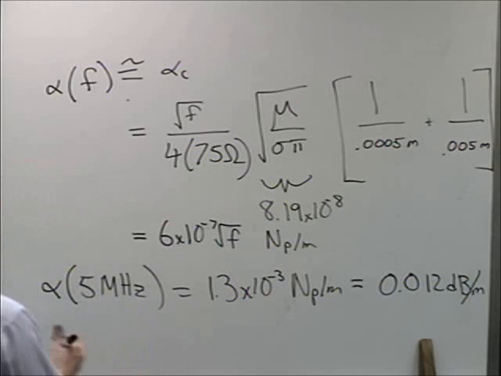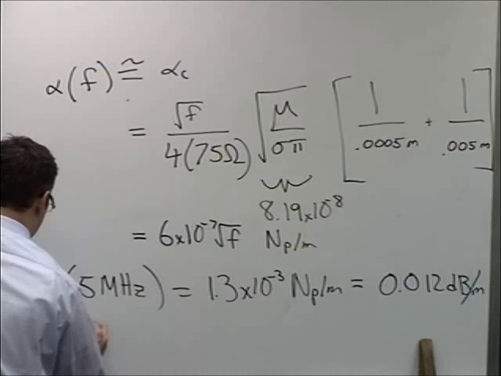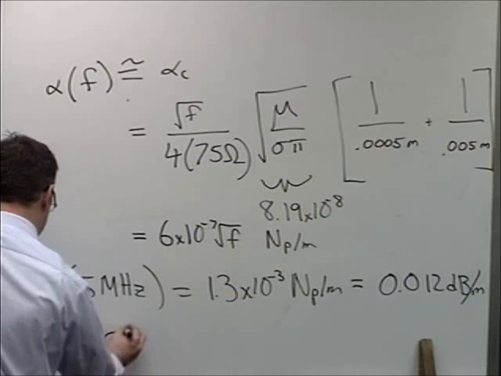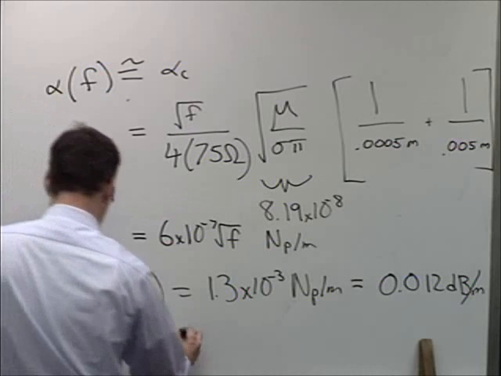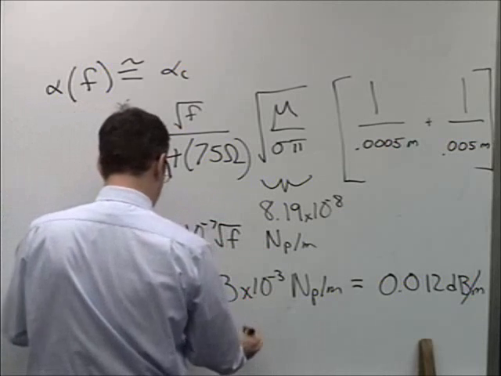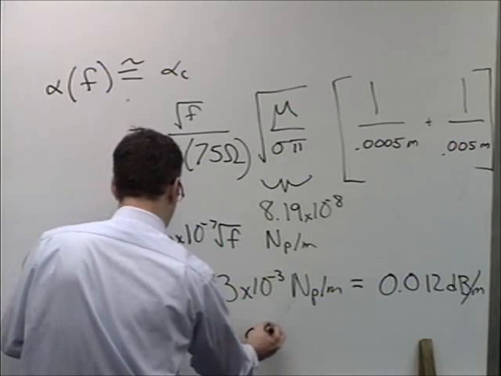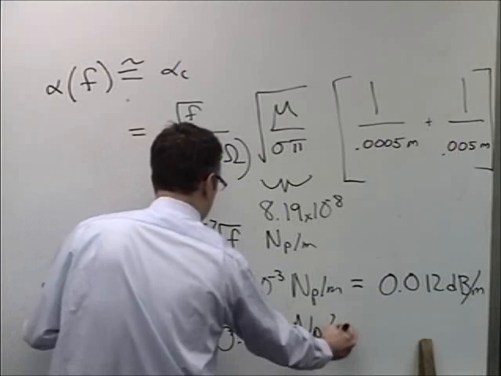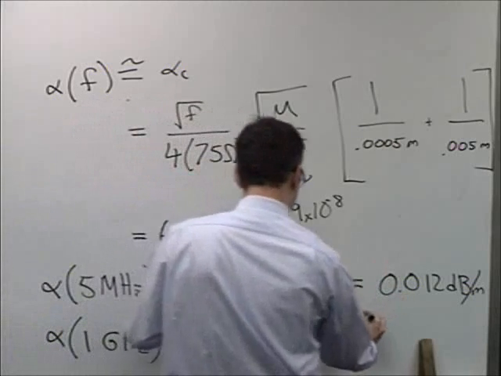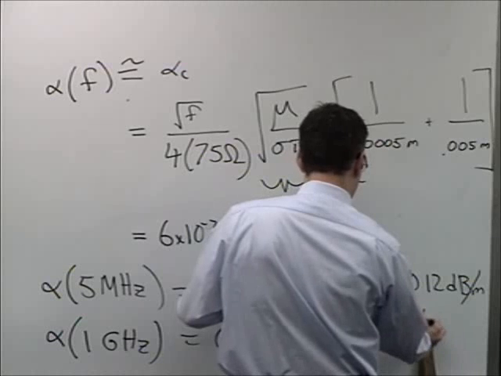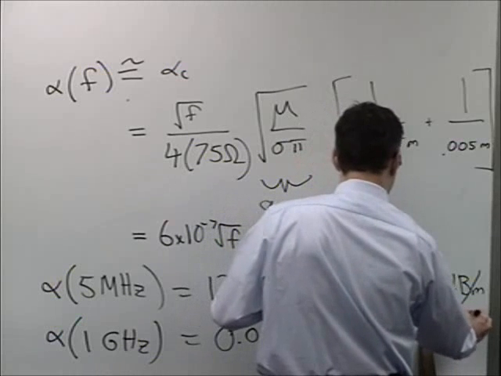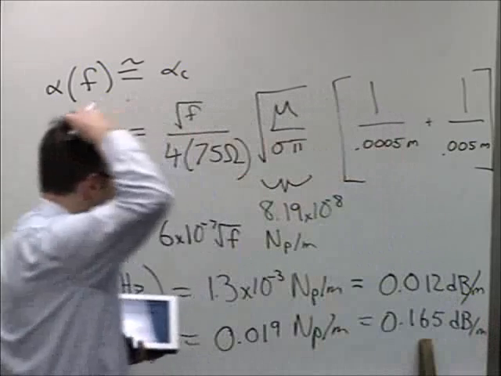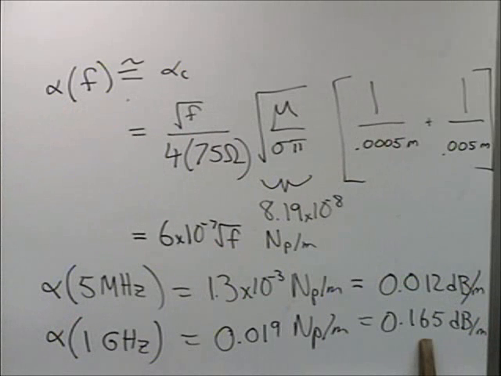That's the good news. Let's look at alpha at 1 gigahertz, the upper end of the spectrum. I plug it into the magic professor calculator, and all of a sudden I get 0.019 nepers per meter, or multiply by 8.7, 0.165 dBs per meter. That's quite a bit more loss. So remember, that's in the dB scale. If I have 100 meters of cable length, I will have lost 16.5 dBs of signal strength.